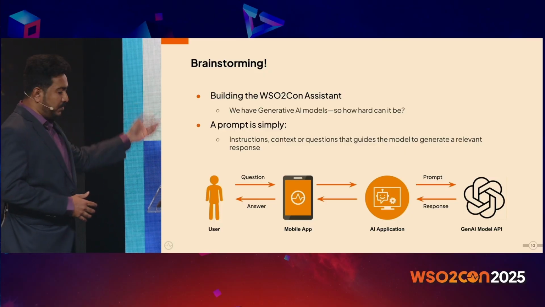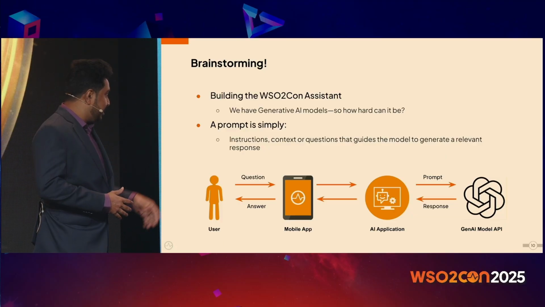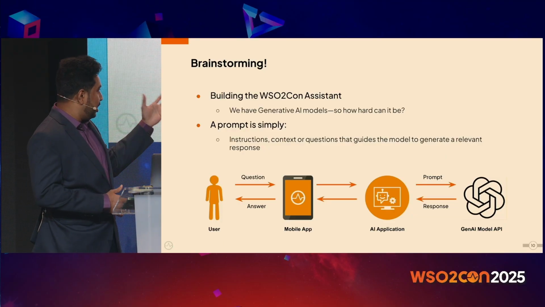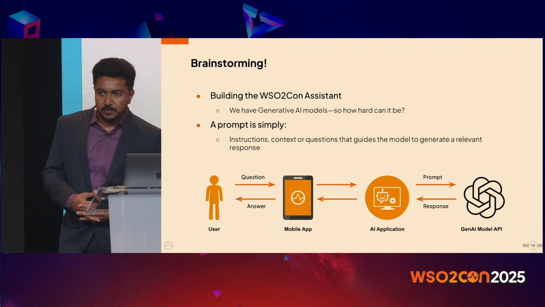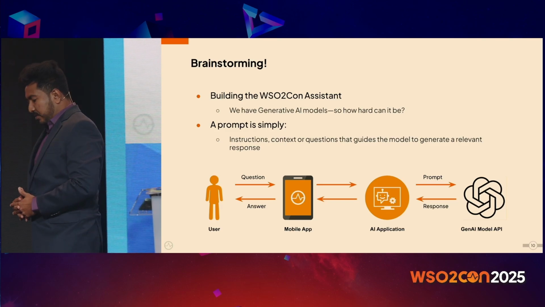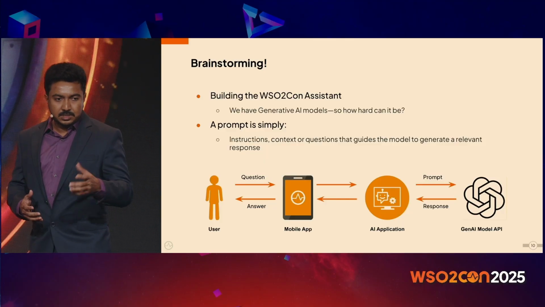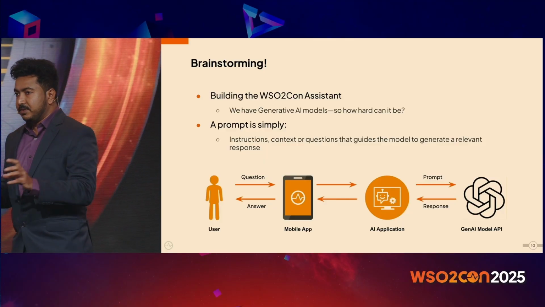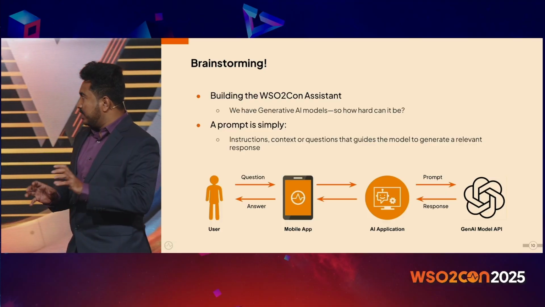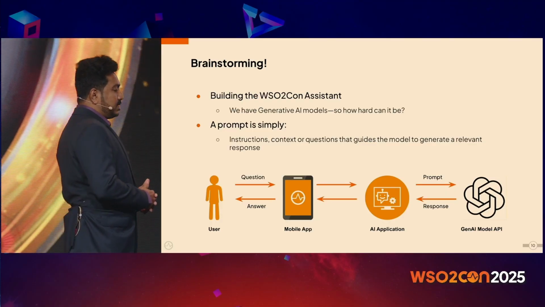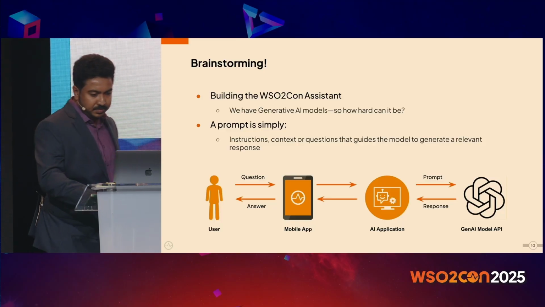We can study that. So the flow is going to be like, user is going to be there, and he will talk to the mobile app, tell the question, and then the AI application will convert that to a prompt. So what a prompt actually is, is a set of instructions, context, or the questions, whichever helps or guides the models to generate the content that we need. So like that, we can start building that.